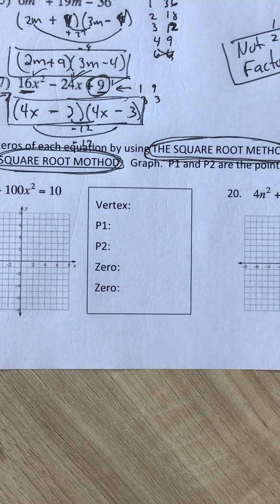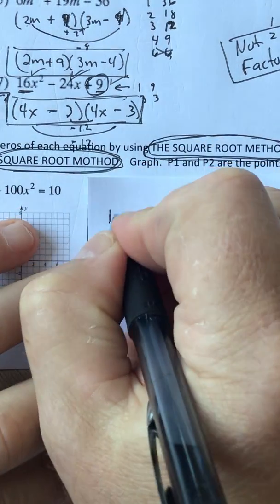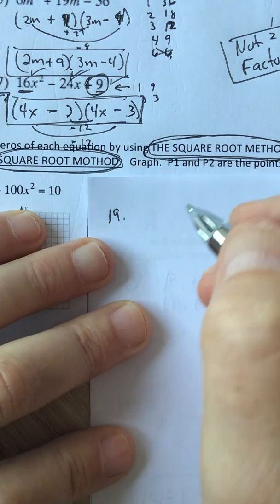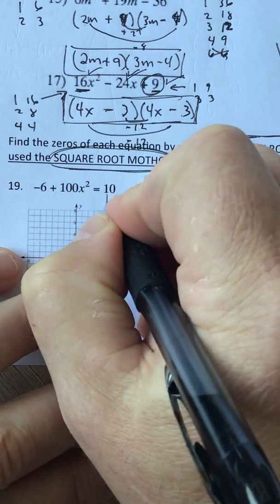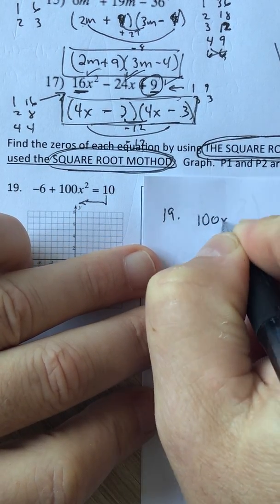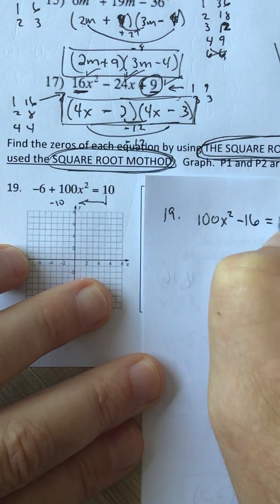Okay, so I'm going to get some scratch paper here because I certainly need that on these. So 19, finding the zeros. Well, I'm going to first of all set it equal to 0. So I'm going to move the 10 to the other side. So that will give us 100x squared, and if I subtract 10 over here, it'll be minus 16 equals 0.